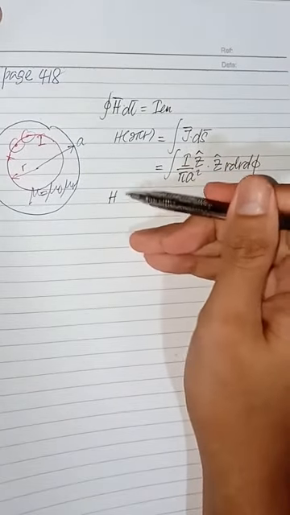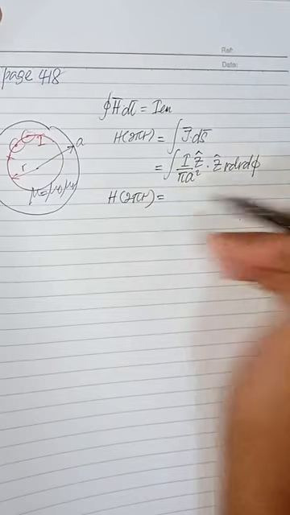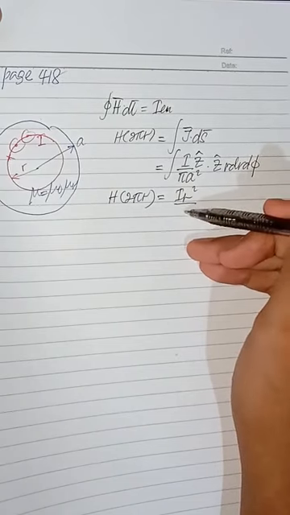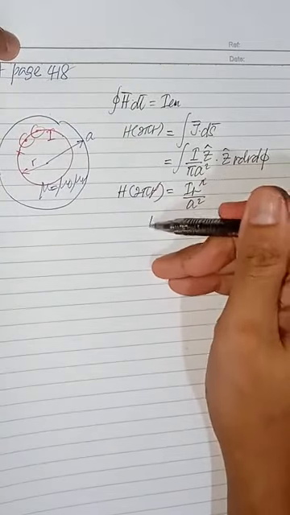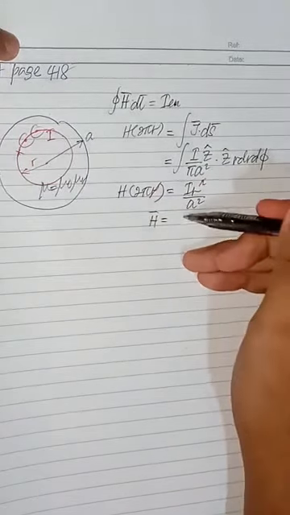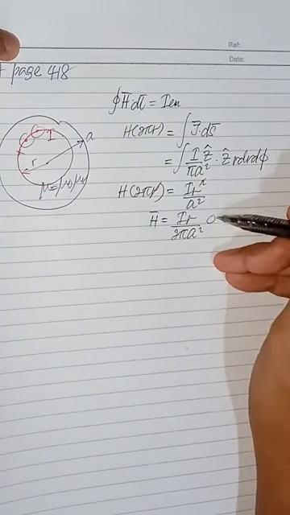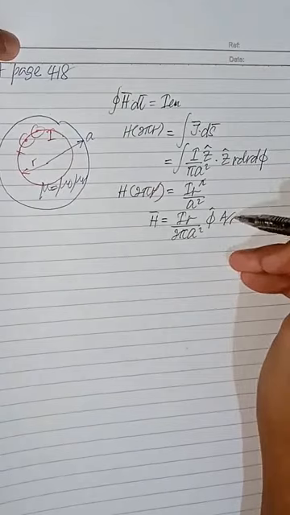Okay guys, if we proceed as usual, we have the expression H times 2 pi r equals I r squared over a squared. Then let's simplify the expression, cancelling r, and you have the H vector equal to I r over 2 pi a squared in the phi direction. Alright, so that's the H.